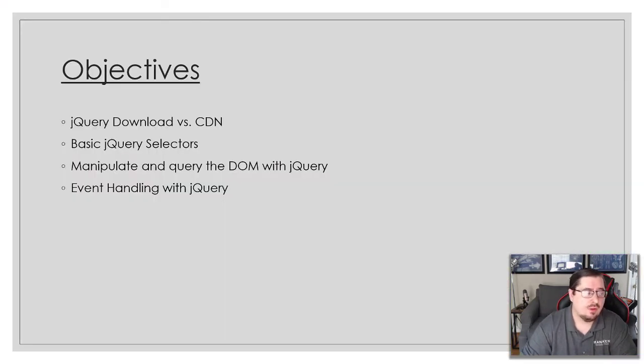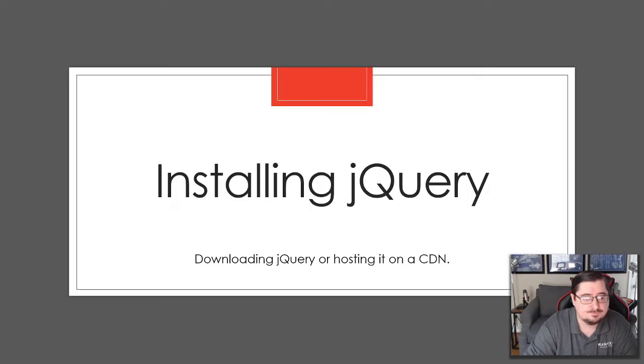We'll talk about how to download jQuery from the website and use it in your projects. We'll talk about how to use jQuery via CDN, and some of the upsides and downsides of why you might want to do it one way or the other. We'll talk about some of the basic jQuery selectors, which, if you remember right, are also CSS selectors. We'll talk about how to manipulate and query the DOM with jQuery. And finally, we'll talk about event handling with jQuery.